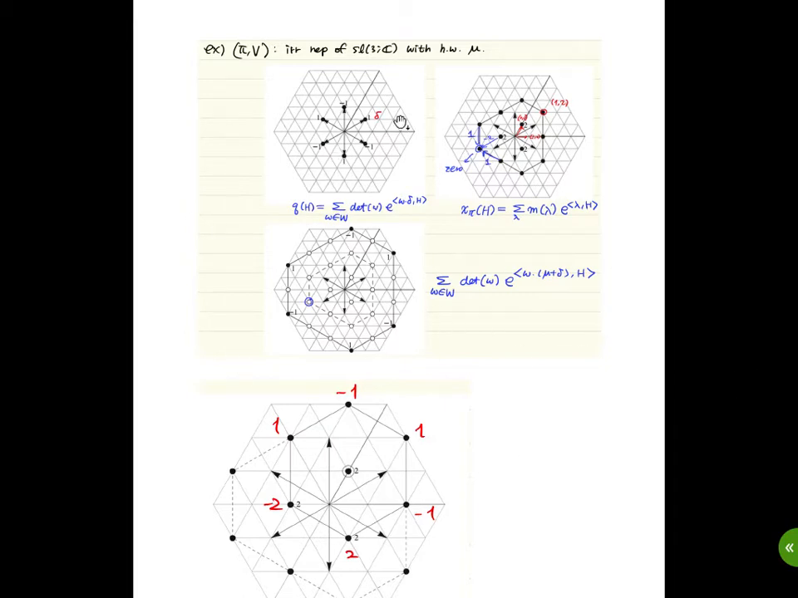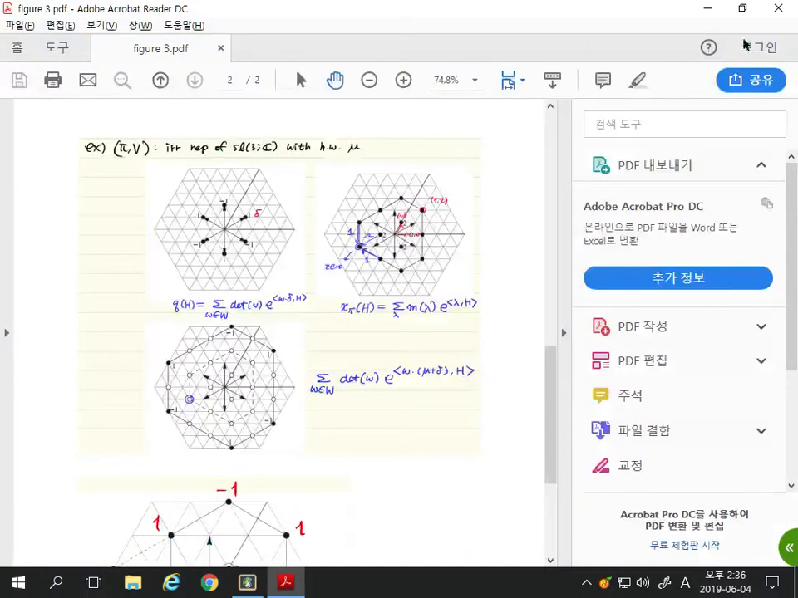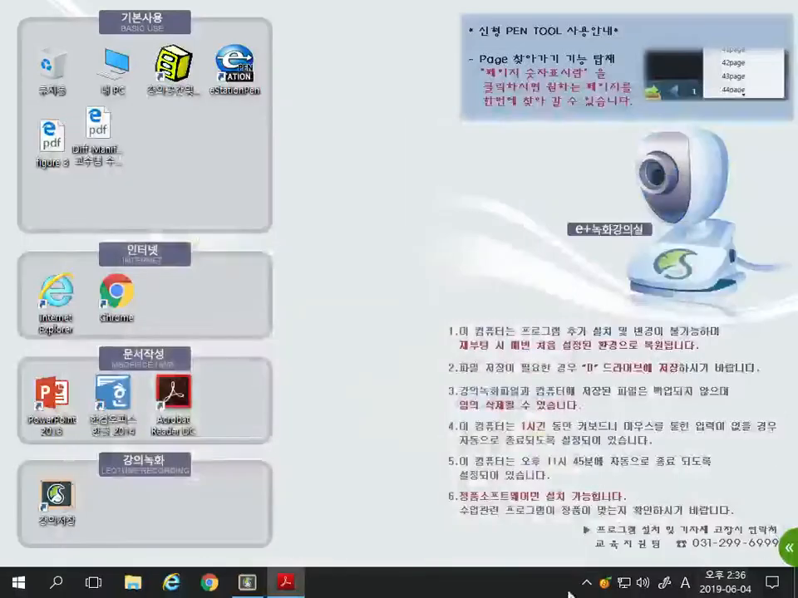So as some homework problems, you will prove or verify the character formula using this kind of argument. There will be 2 homework problems like that. But I'm not asking you to give a rigorous proof, just arguments like that by drawing some diagrams. But anyway.